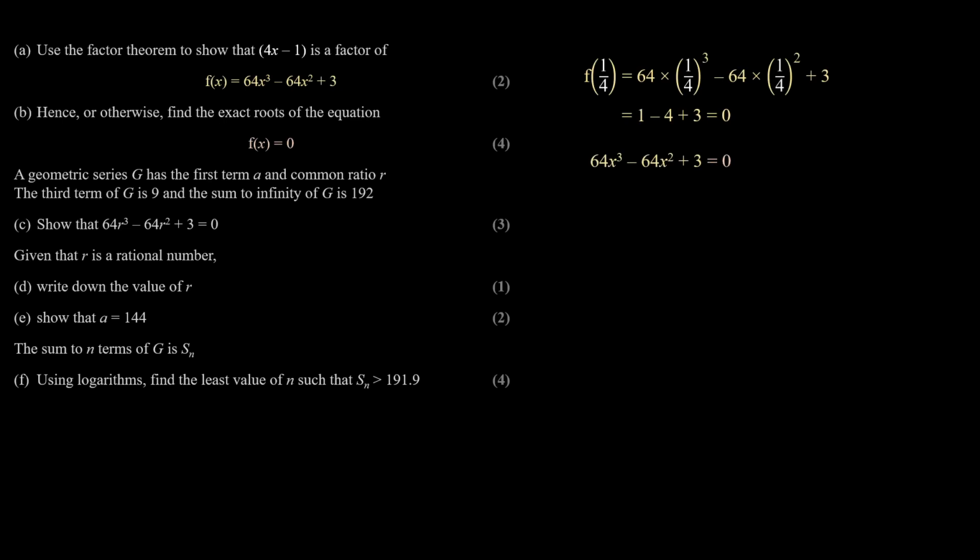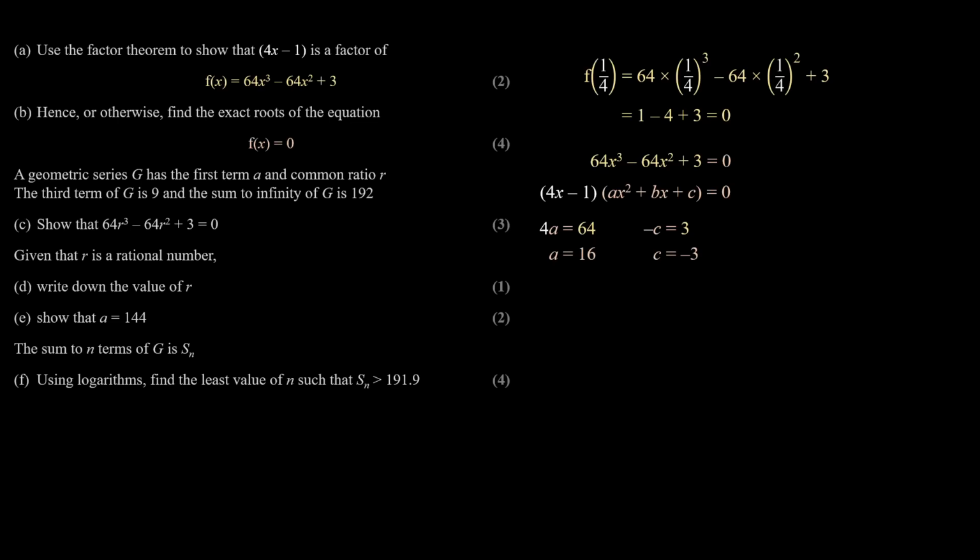f(x) is a cubic equation. It can be factorized as a linear expression, 4x minus 1, and a quadratic expression. The product of 4 and a is the same as the coefficient of x cubed, which is 64. Thus, a equals 16. The product of -1 and c is the same as the constant term, 3. Thus, c equals -3. There is no x term in the cubic expression as the coefficient of x is 0.